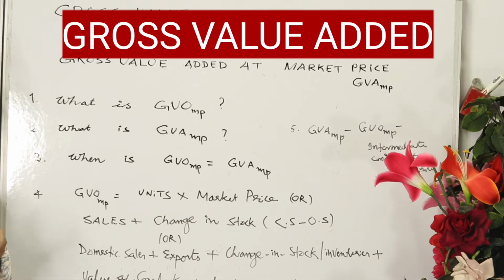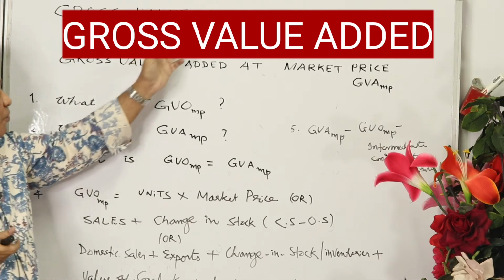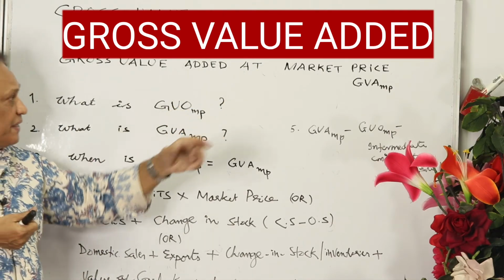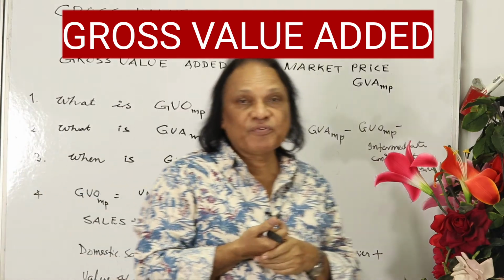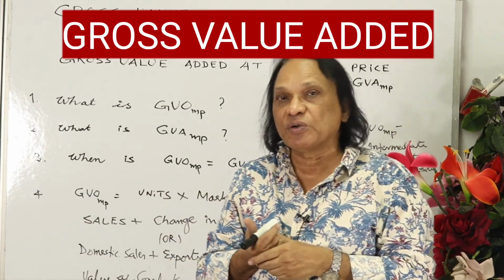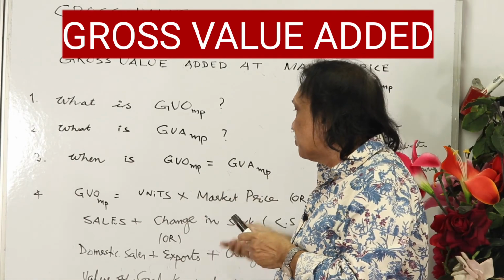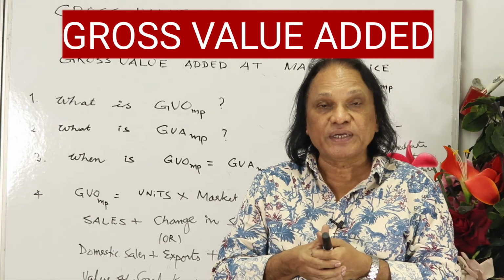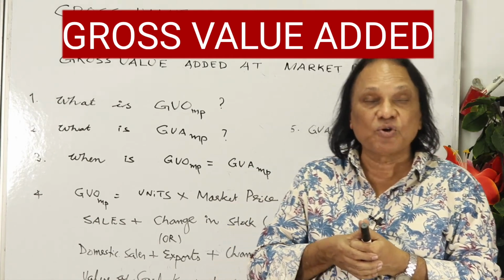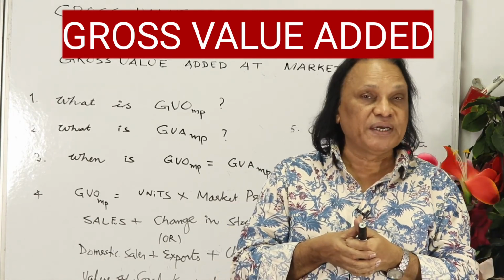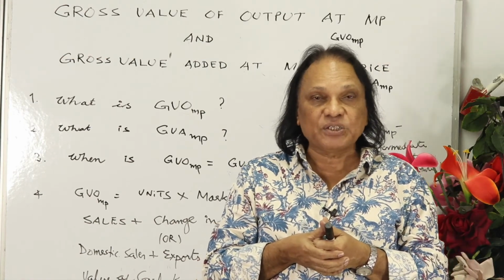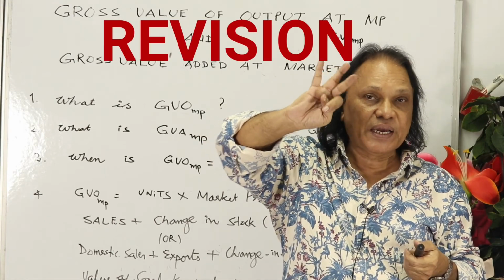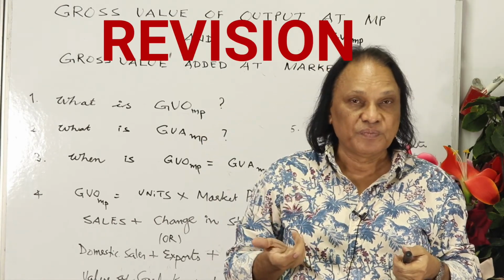Today we are discussing gross value of output at market price and gross value added at market price. What is gross value of output at market price? What is gross value added at market price? When is gross value of output at market price equal to gross value added at market price? We'll be discussing the formula. So I repeat once again, what is gross value of output? To produce a commodity, the producer or the firm has to engage the 4 factors of production. That's land, labor, capital, and entrepreneurship.